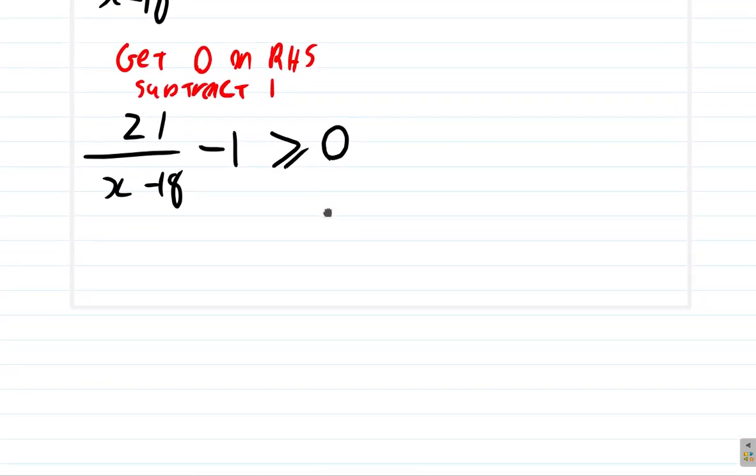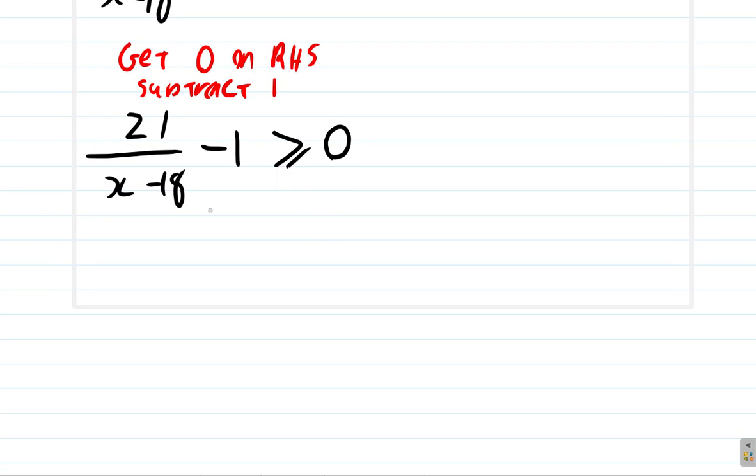Now, make some adjustments to this. So you have one thing divided by another, so you don't have to mix it up with the plus and minus, whatever it is. So what you do is say 21 divided by x minus 18, that's a fraction, minus another fraction. Put 1 over 1 to make it look like a fraction, greater than or equal to 0.